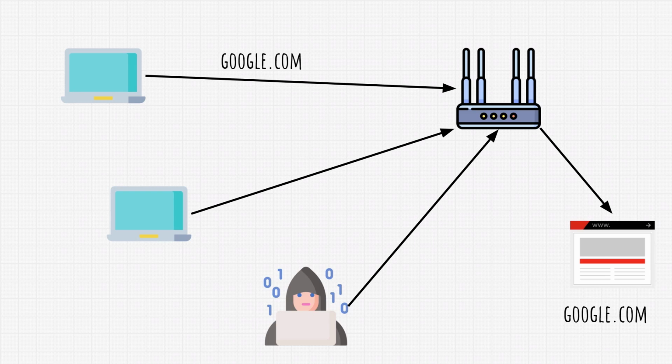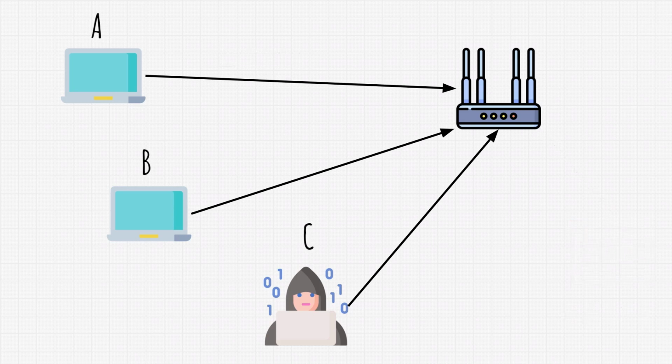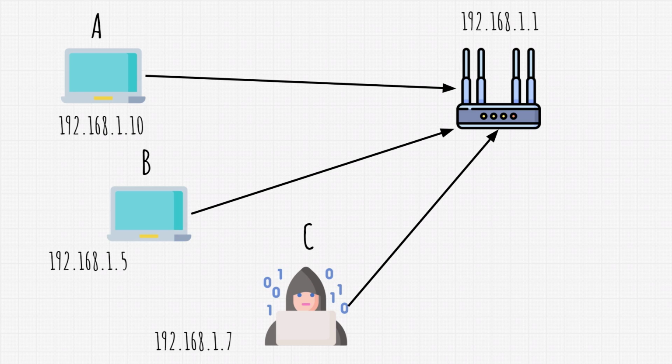Well, let's explain it like this. Let's go back to our 3 machines and let's mark them with A, B, and C. All of these machines, including our router, also have an IP address. So we can say A has 192.168.1.10, B has 192.168.1.5, our Kali Linux machine has 192.168.1.7, and our router has 192.168.1.1. Besides having an IP address, all of these machines also have their MAC address. And these two help them communicate with each other over the network.